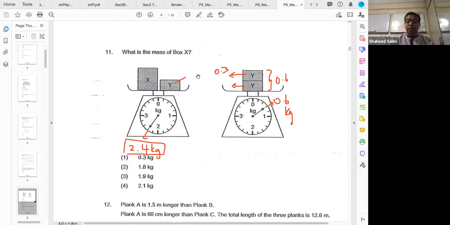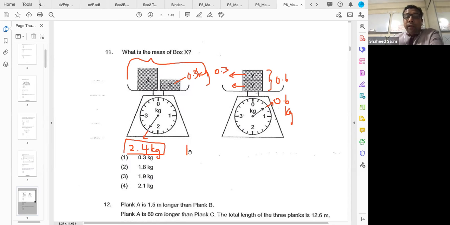He said the answer is 3 or 0.3? This one is 0.3 kg. You say the answer is 3. Okay, I don't think that's correct. So these two, you add together, it must become 2.4. This here is not 0.6, it is 0.3. 0.3 plus what equals 2.4?